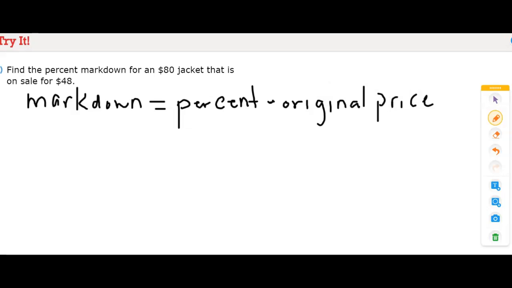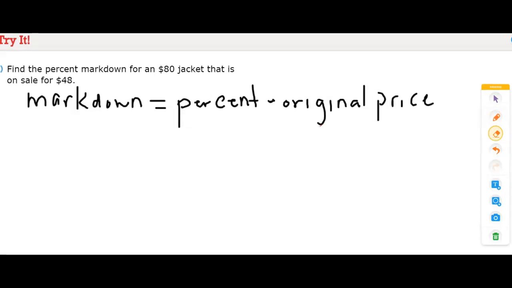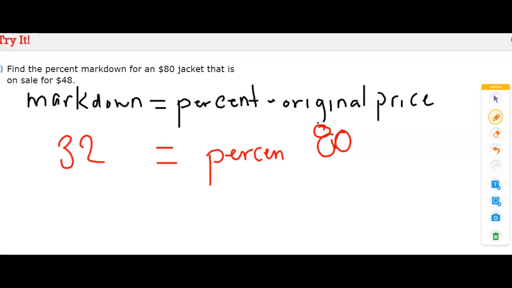Okay, so now we know the original price, which was $80, and the $48 is what it is on sale. But the markdown would be the difference of the original price and the markdown price. So 80 and 48 we need to find the difference of, and the difference of the two is 32. So the markdown is $32, and then the percent is what we don't know, and we have to solve for it.